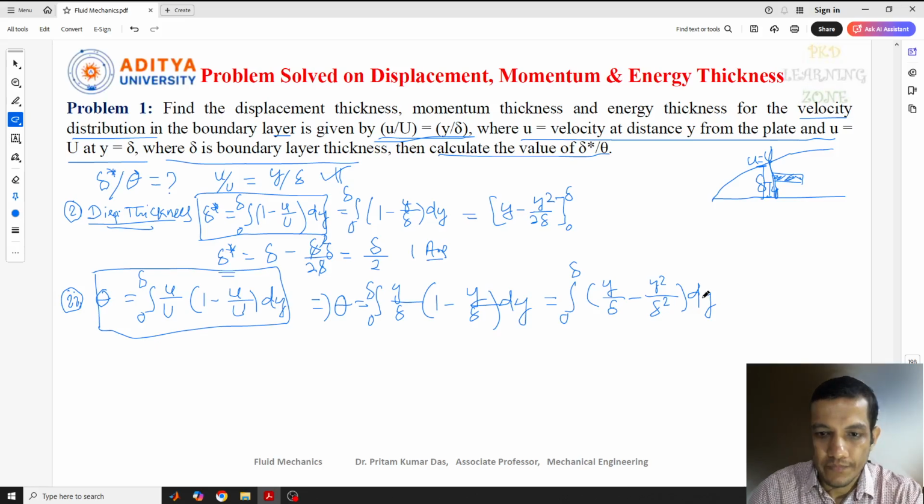Now we need to solve this one again. Theta equals the integral of y by delta dy from 0 to delta. Delta is constant here, so we integrate y dy, which gives y square by 2, so y square by 2 delta, minus, similarly, y square dy, which will be y cube by 3, where delta square is already there.